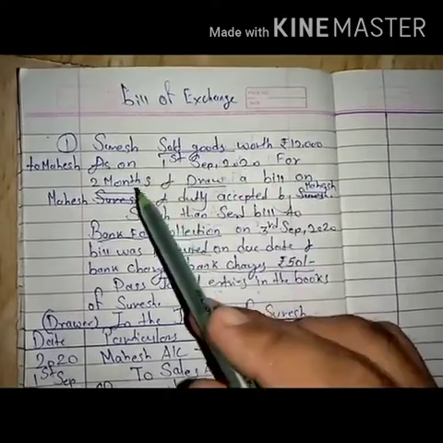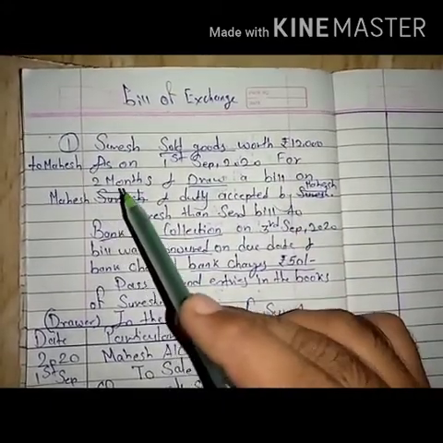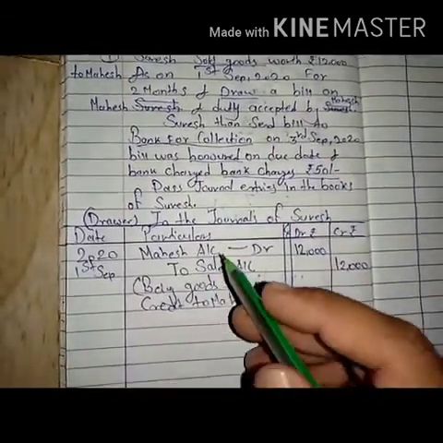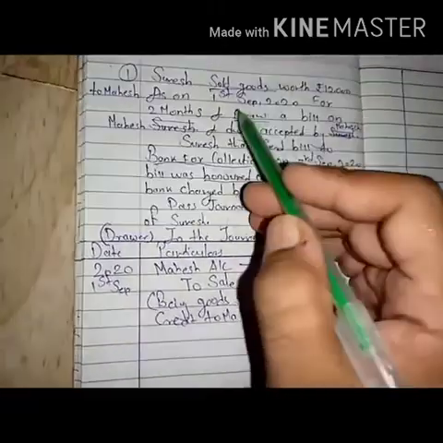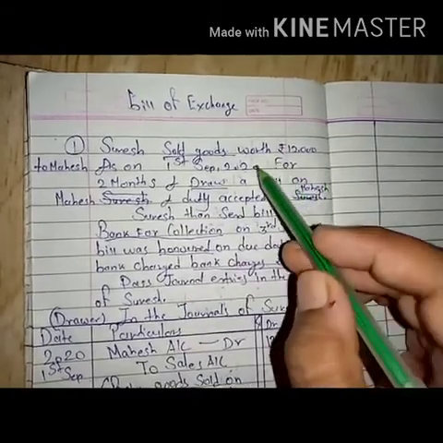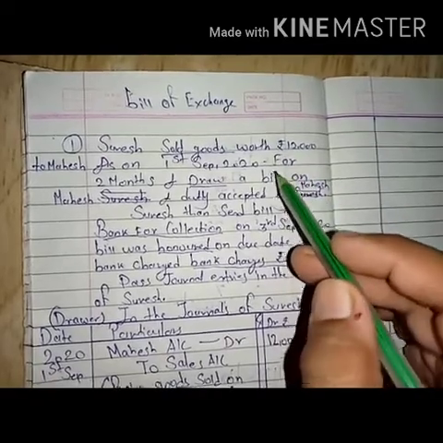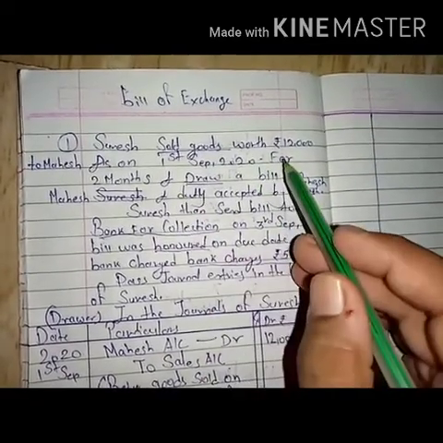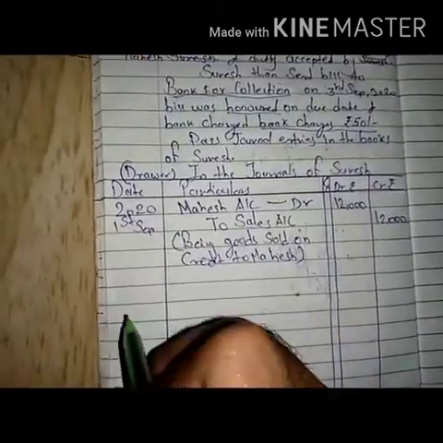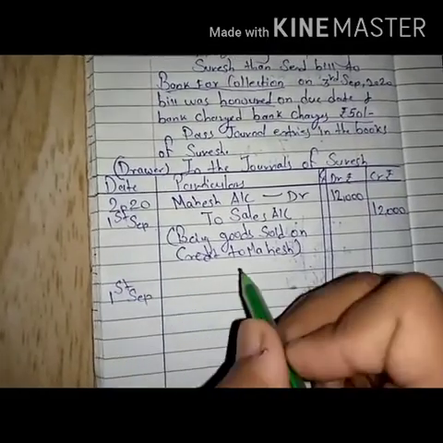Sorry. For 2 months, drew a bill on Mahesh. So they drew a bill for 2 months on Mahesh. Mahesh is the person on whom it is drawn. So bill drawn. They are joining the sentence with "and". If they have given a full stop, at that end we are going to use another date. If the sentence is joined by "and" or a comma, you should use the same date. I am using the same date, 1st September.